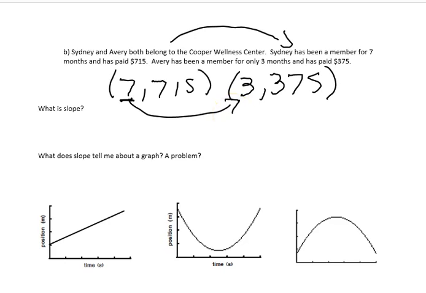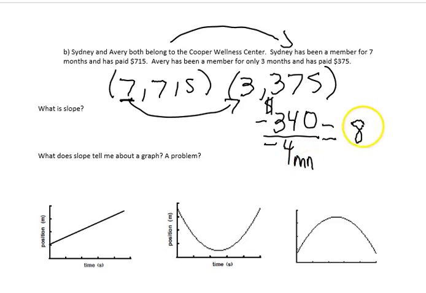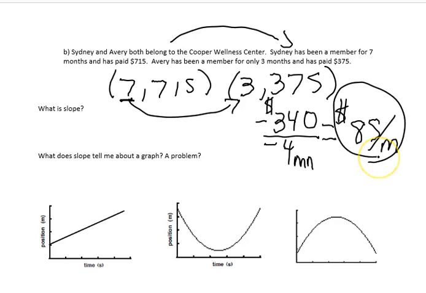Our price goes from $715 down to $375, so that's a -$340 change. And the months goes from 7 down to 3, so that's a -4 change. Remember that this is money and this is months. So if we simplify that, we get 85, so it's $85 per month, and that's your rate.